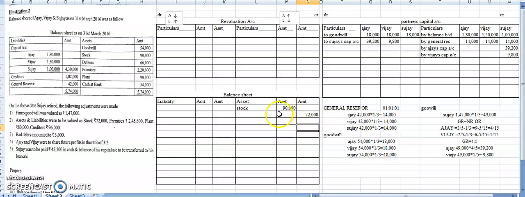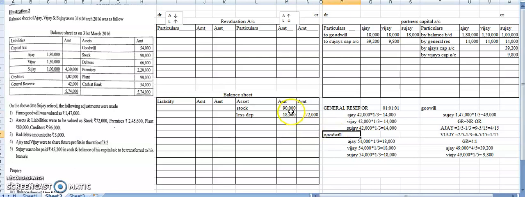Then I need to adjust. So here you can see the first amount is 90,000. Now it is 72,000. We can clearly see first it was 90,000, now it is 72,000. So it is a decrease in the value of the asset. So we will write less depreciation. It is a decrease, so we will deduct 90,000 minus 72,000. The answer comes to 18,000. So 18,000 decrease. I am writing here 18,000.